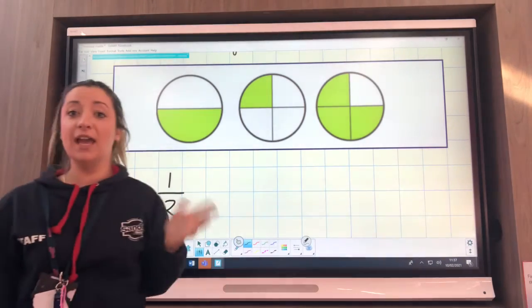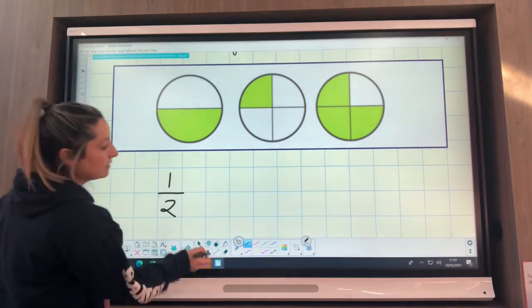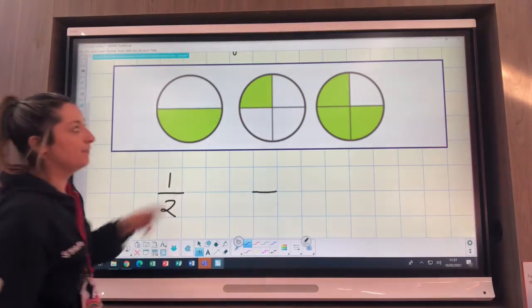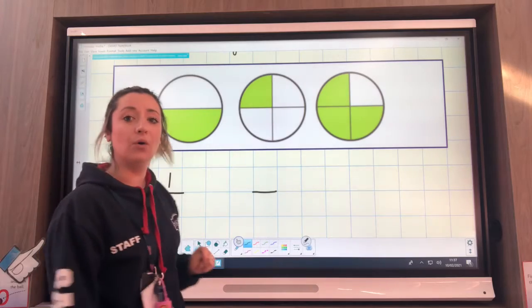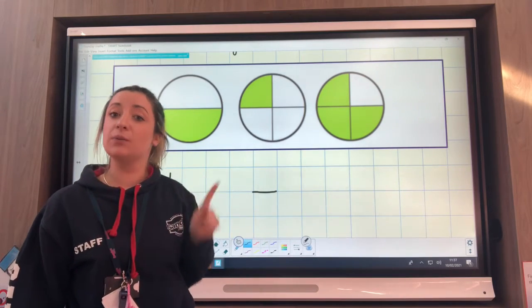So well done if you got that at home. Let's move on to my next representation. How many parts do I have? I've got 1, 2, 3, 4. So 4 is my denominator, which goes at the bottom.